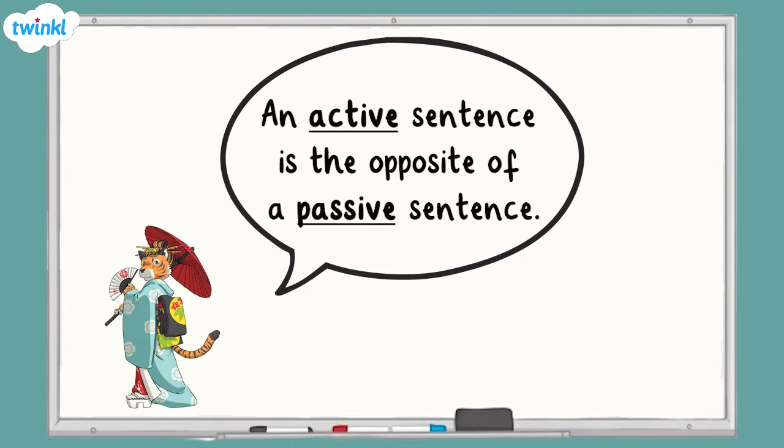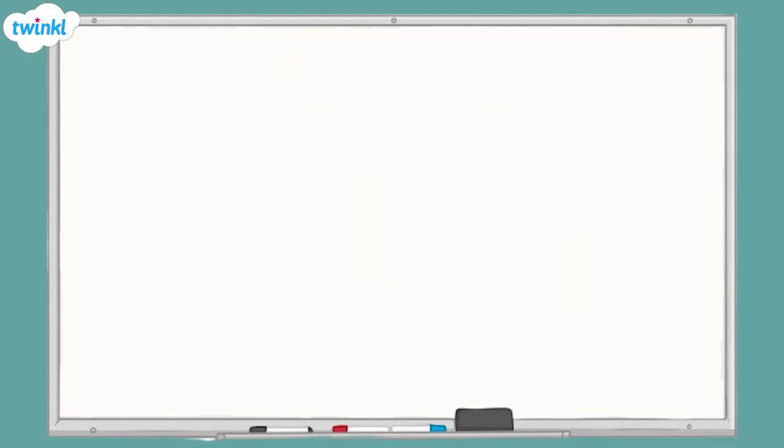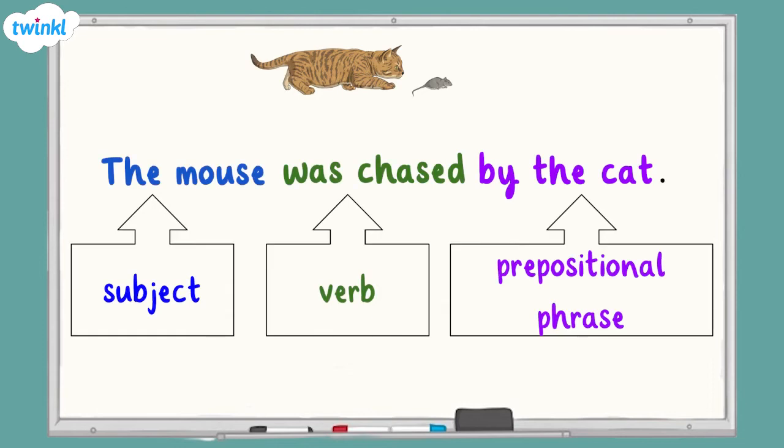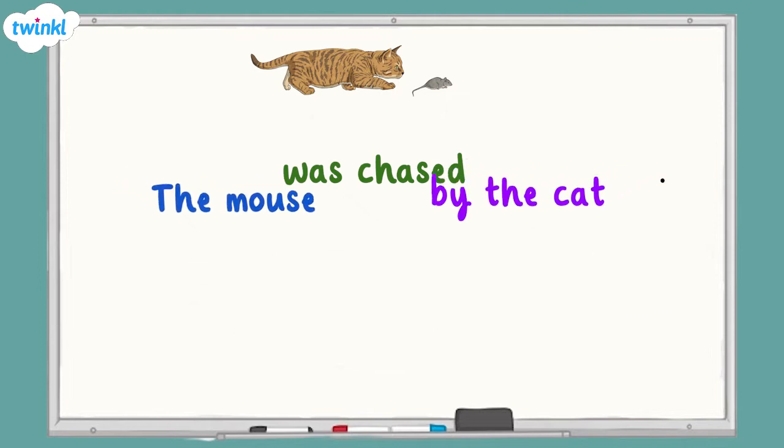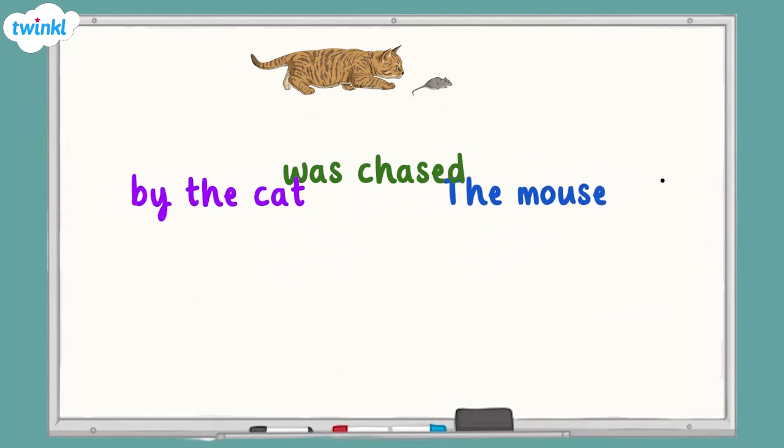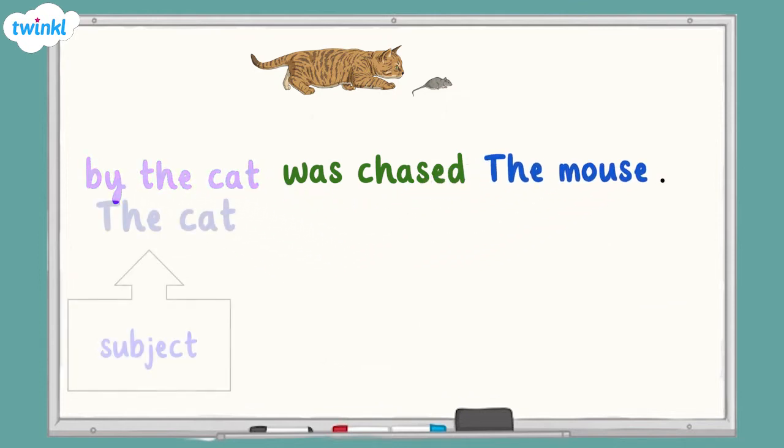A form of the verb to be and a past participle of the main verb are used, and the sentence often ends in a prepositional phrase that begins with by. For example, the mouse was chased by the cat is a passive sentence because the verb was chased is happening to the mouse. In an active sentence, the subject performs the action, the verb, to the object.